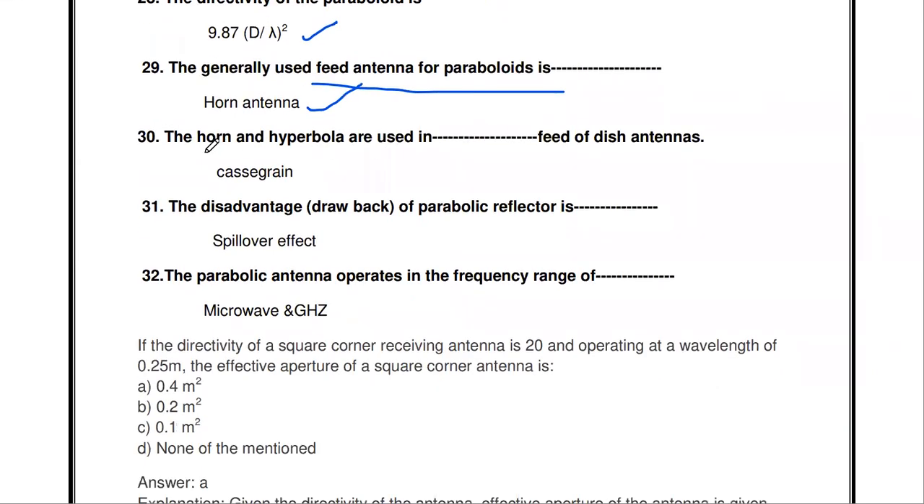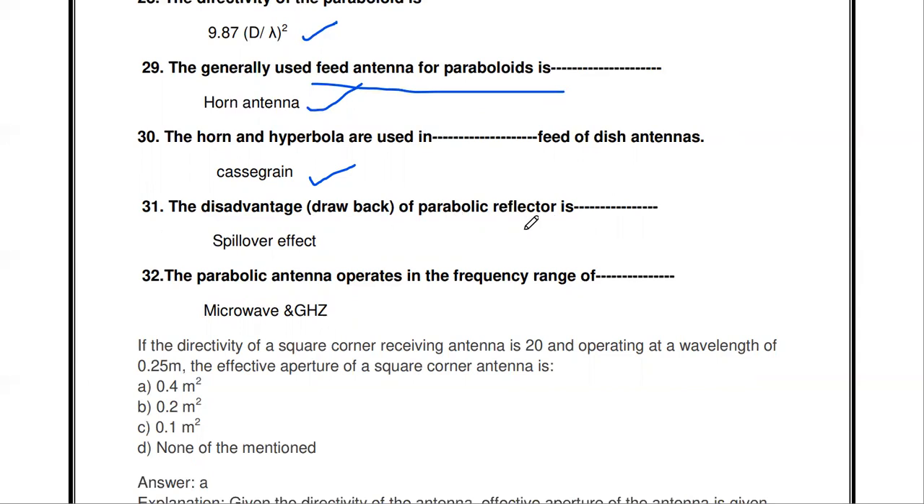The horn and hyperbola are used in dash feed of dish antennas. In the Cassegrain feed. There are different types of feed: offset feed, front feed, back feed. The horn and hyperbola are used in the Cassegrain feed of dish antennas.